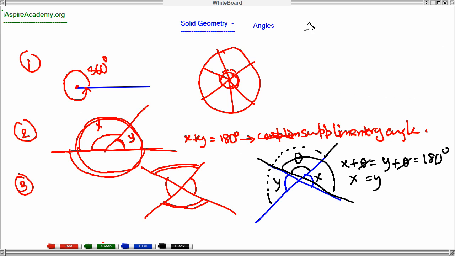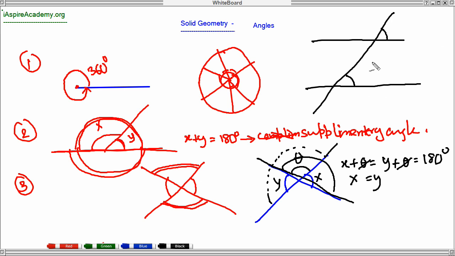Now what other things about the angles? There is a set of rules when two parallel lines are intersected by another third line. In that particular case, this angle is the same as this angle, and this angle, I'm sorry, this angle also is the same as this angle. So this angle equals this angle equals this angle. These three angles are the same.